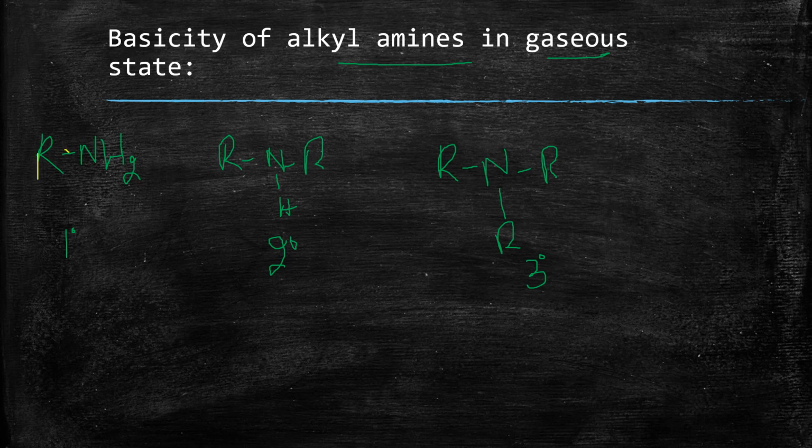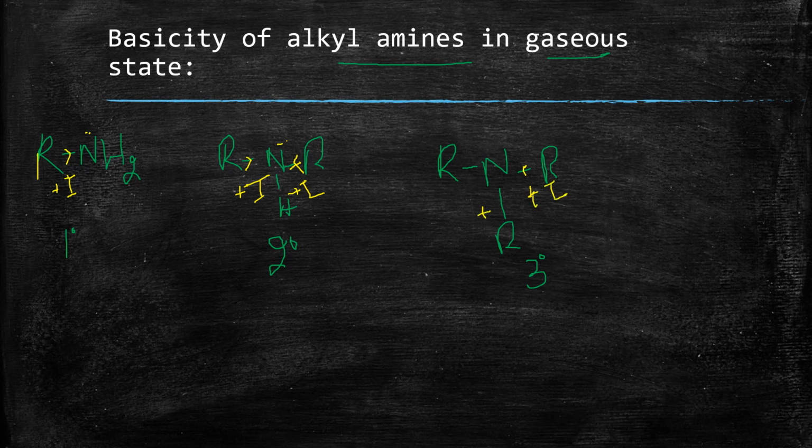Here you can see only one group is causing the plus I effect, so this one is increasing the electron density on nitrogen. Here two R groups are increasing the electron density on nitrogen due to their plus I effects. Two plus I effects are operating, we can say that, right? And in this case, three plus I effects are operating.